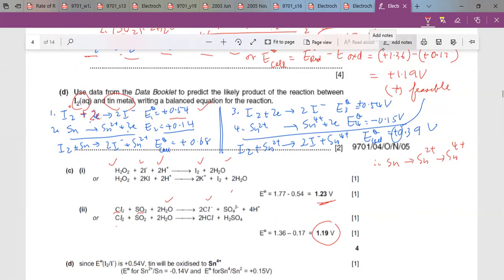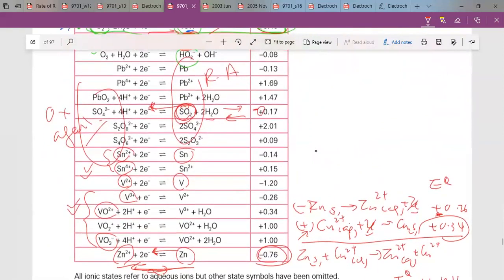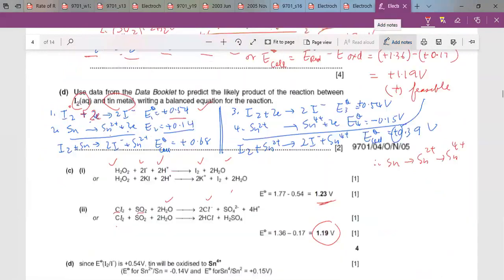So where do the electrons come from? From tin. So tin is oxidized first. Step by step, I can't go to 4 plus in one shot. Go to this one first, Sn2 plus. Tin is oxidized to Sn2 plus, which means it's the reverse of here. That means it's going to be positive 0.14. I draw it like that here. So tin going to here is positive 0.14. So I add them up. The 2 electrons here cancel.